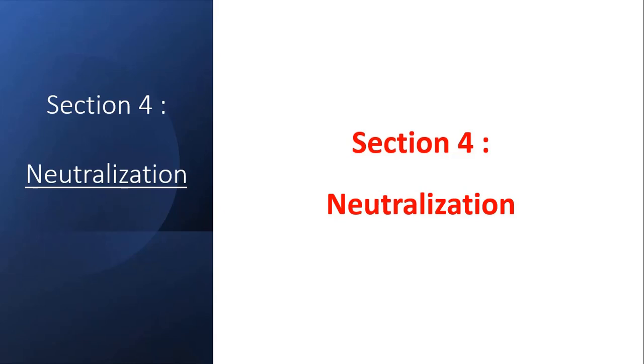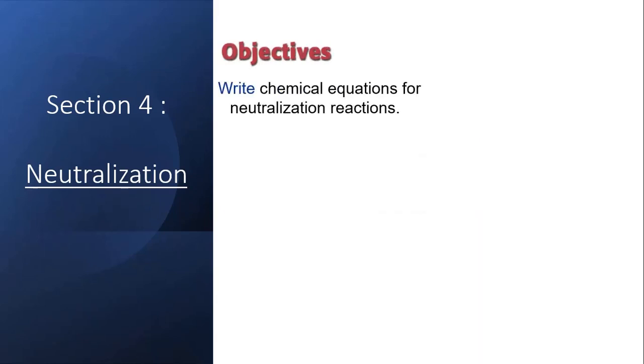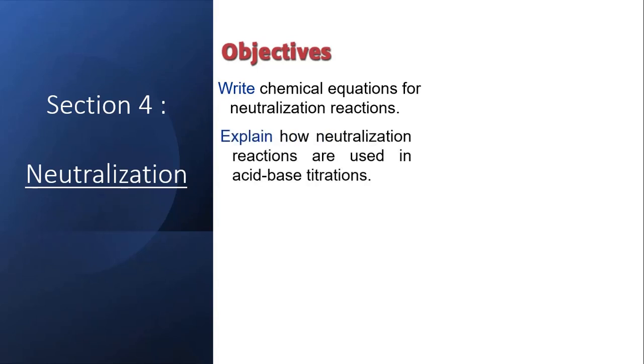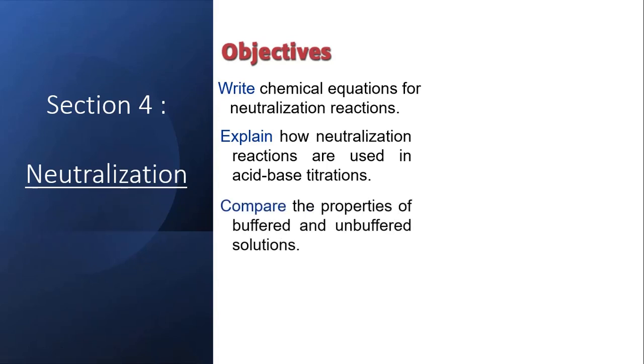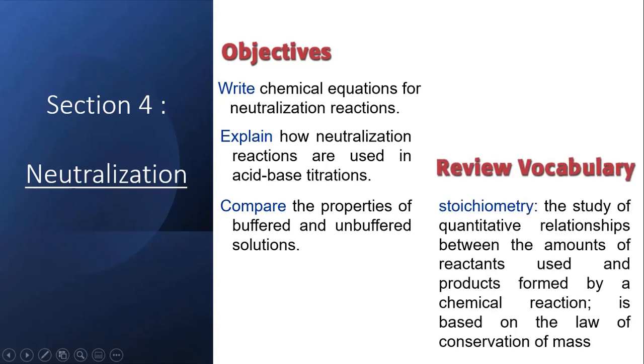In section 4, we will go through neutralization. We will see how to write the chemical equation for neutralization reactions and how to explain the neutralization reactions that are used in acid-base titration. The last objective of section 4 is to compare the properties of buffered and unbuffered solutions. We will talk about indicators as well. So we have stoichiometry vocabulary that will be used in this section as well.